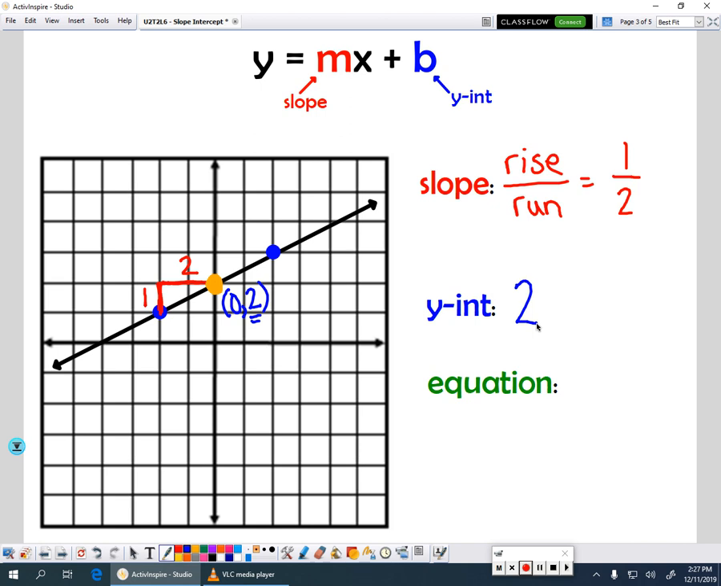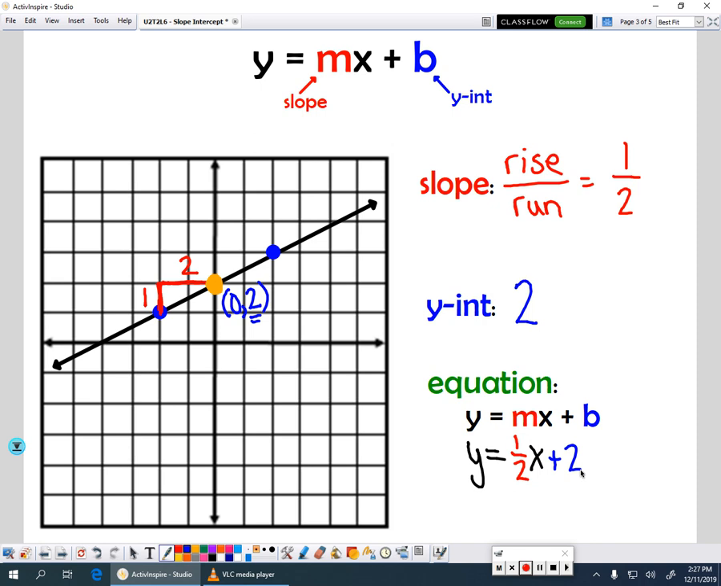Now to write this equation, remember the form for slope-intercept form is y = mx + b. We keep the y and the equals the same. We're going to replace that m with our slope, so we have 1/2. Our x stays the same, and I'm going to replace that + b with my y-intercept. My y-intercept is positive 2, so I'll put + 2.